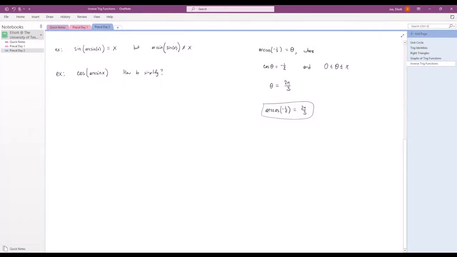And there's a couple of different ways of how you can think about it, but what I'm going to do is I'm going to make a right triangle to help me think about this problem.